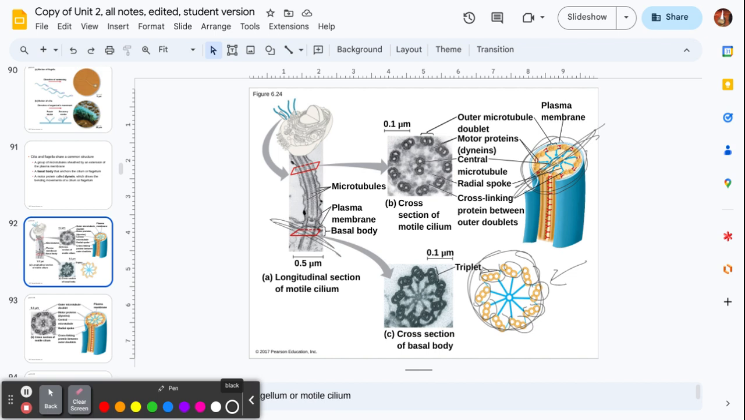Here is the cell membrane. And then right at the base is a little extension called the basal body. It's expanded a little bit to hold the microtubules in place.